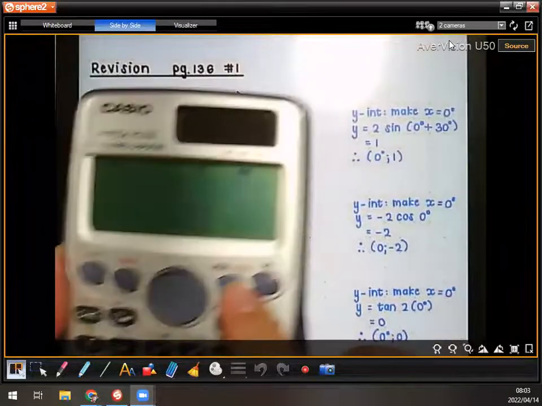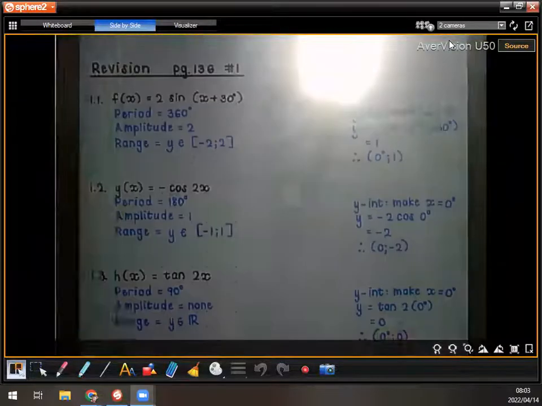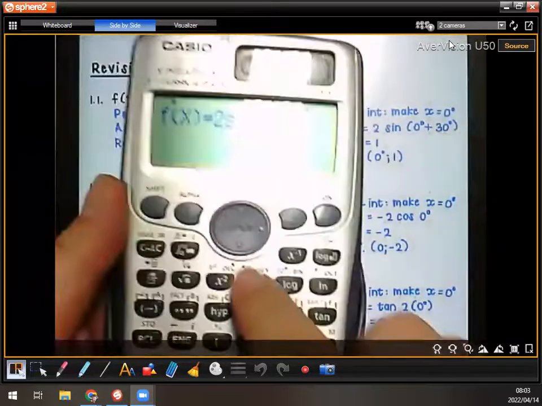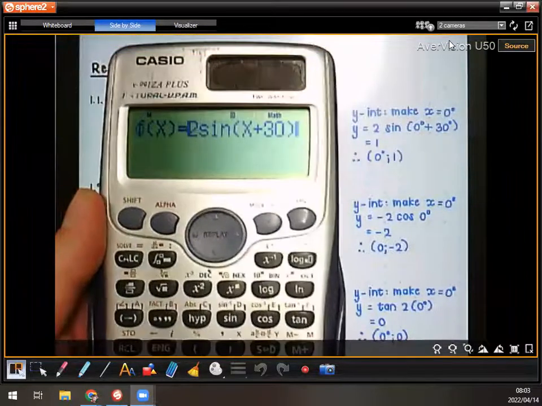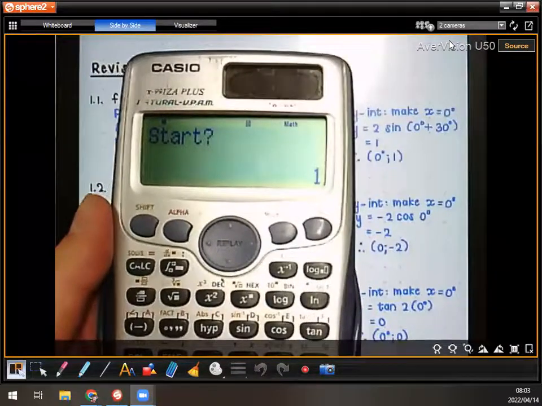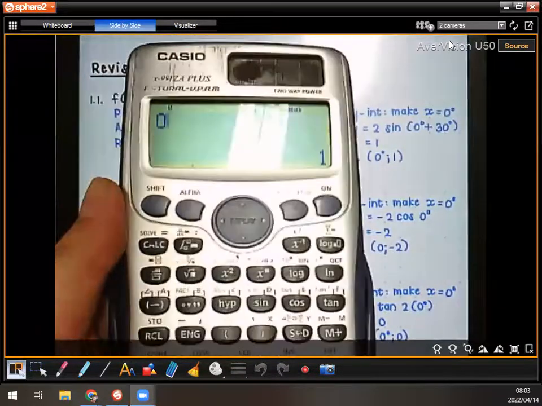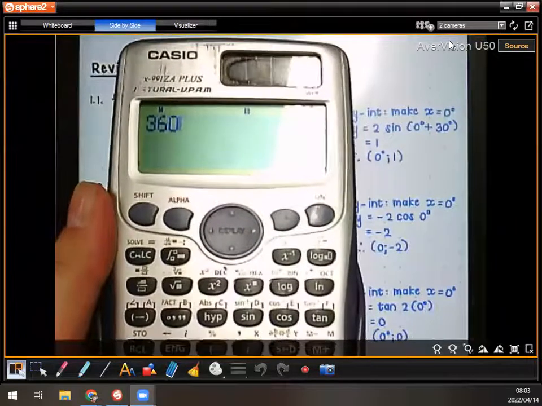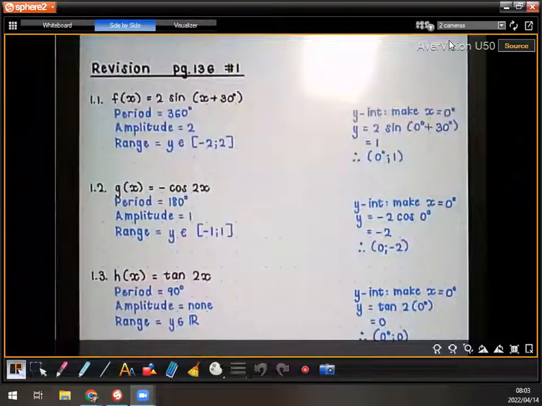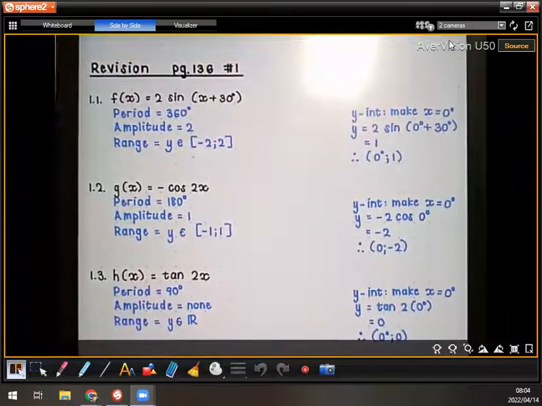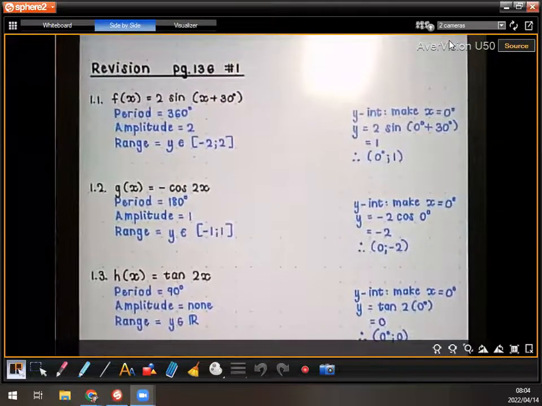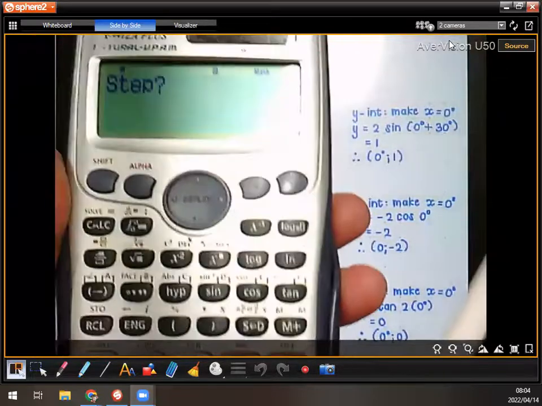So if you just type in 2 sine(x + 30), let's just go for one period. So I'm going to go from 0 to 360, because the period is 360 degrees. If you put it in for one period, you're going to see all the points that will be on that graph. Remember, the graph repeats itself every period, so what you have in one period is going to be exactly what happens in the next. If the period is 360, the step is going to be 90.